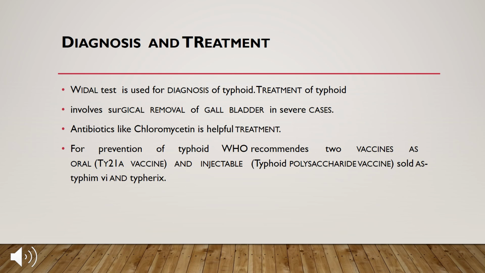And for prevention of typhoid, WHO recommends two vaccines: an oral one, which is given orally, that is the TY21A vaccine, and an injectable one, given via injections, that is the typhoid polysaccharide vaccine, sold as Typhim Vi and Typherix. So to protect and prevent yourself from typhoid, vaccination is very important.